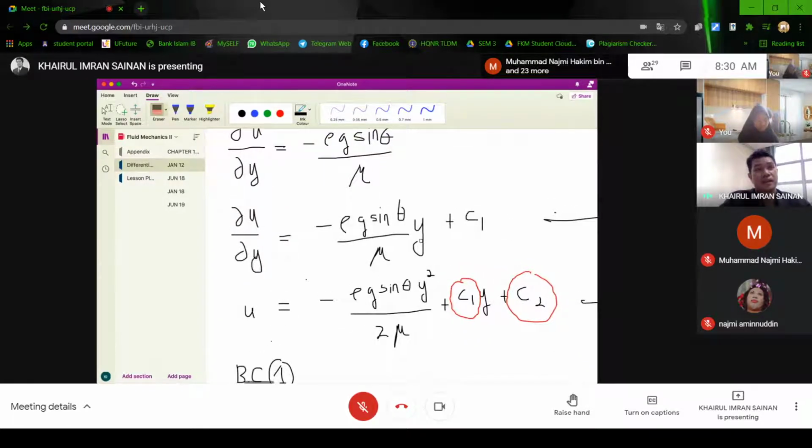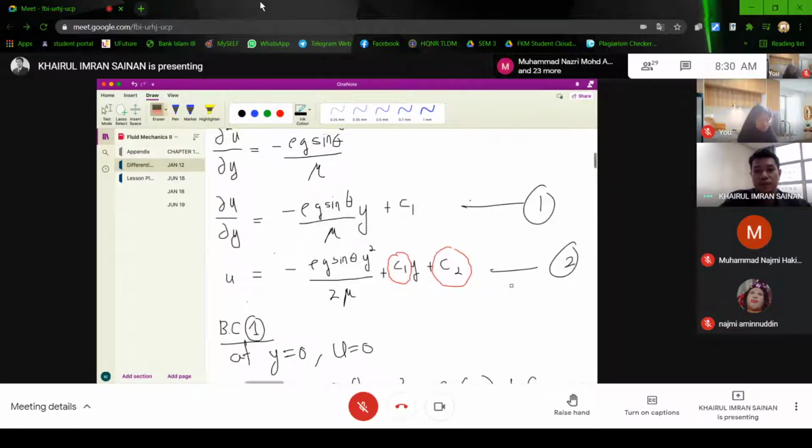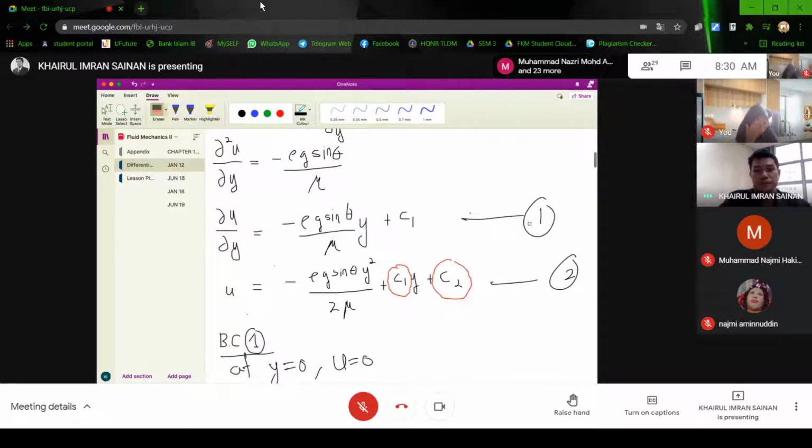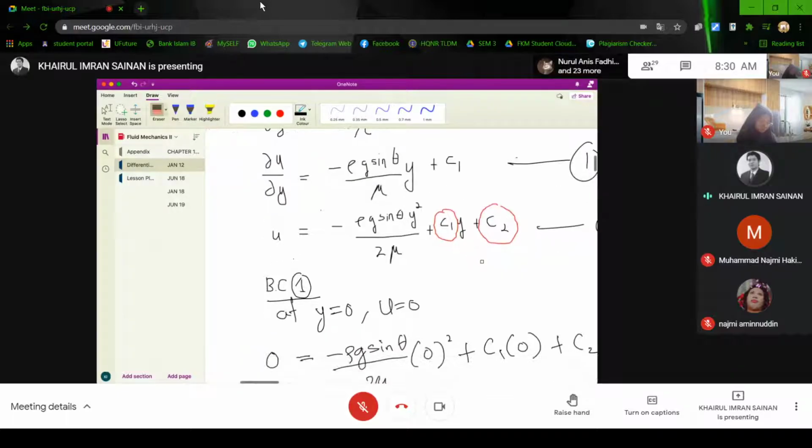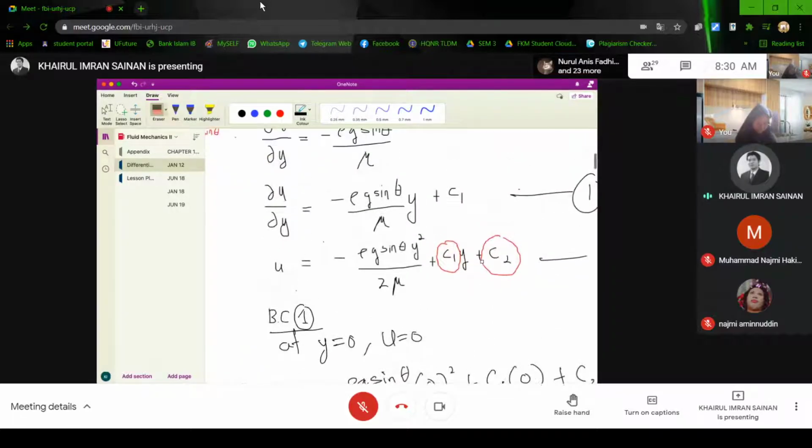So what are the next steps? The next step will be to determine C1 and C2. I call this equation number 1, and this one equation number 2, because later we're going to use these two equations to determine C1 and C2. So next, we apply boundary conditions.